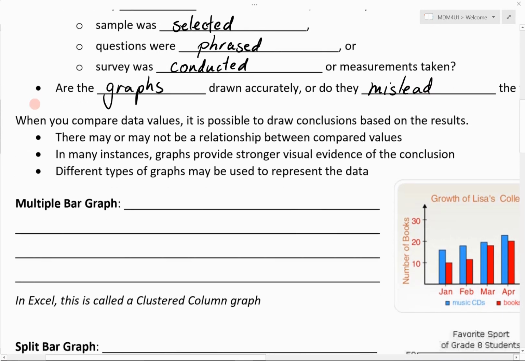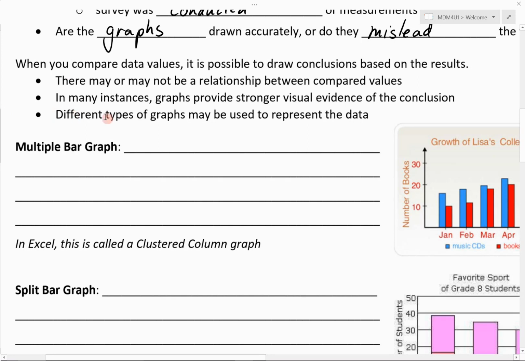When you compare data values, it is possible to draw conclusions based on the results. There may or may not be a relationship between compared values. In many instances, graphs provide stronger visual evidence of the conclusion. This goes back to my point earlier in the course: we like to see things visually more than just numbers on the page. Different types of graphs may be used to represent the data.